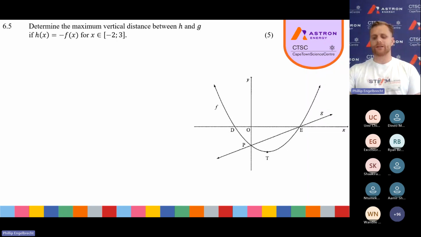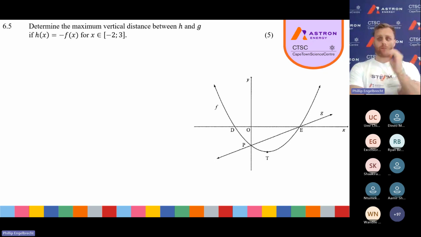Determine the maximum vertical distance. Determine the maximum vertical distance between h and g if h of x is equal to negative f of x, for the values between -2 and 3. Okay, so what do I do now? Now you guys can try and answer this question on your own. No worries. But what do I do for this one?